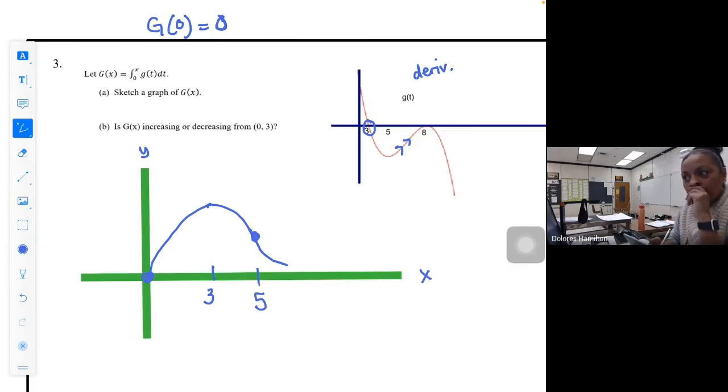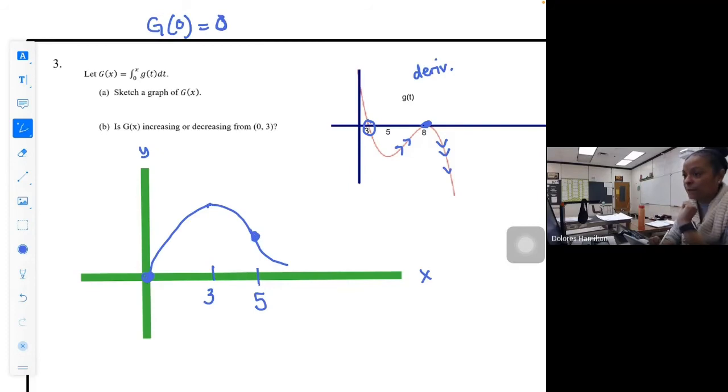All right, 8 looks like it's a critical point, but since it doesn't change signs there, it doesn't look like it's a max or a min. So what's going on at 8? At 8, it hits 0, but it's still negative and decreasing. So that means that 8 is an inflection point. Remember where your derivative changes from increasing or decreasing or vice versa?